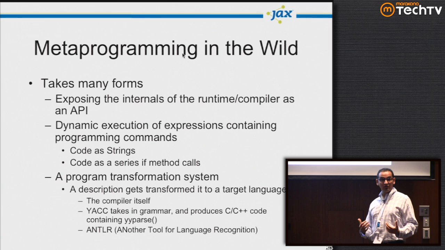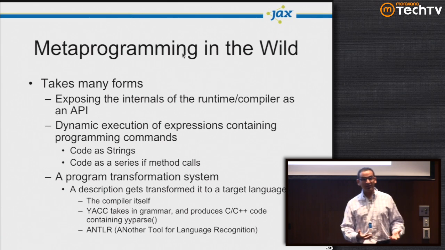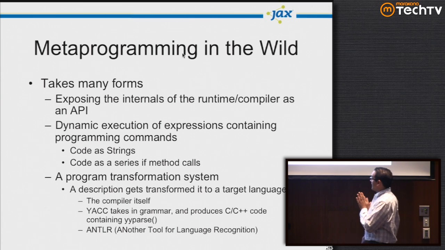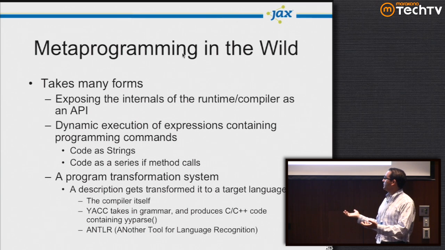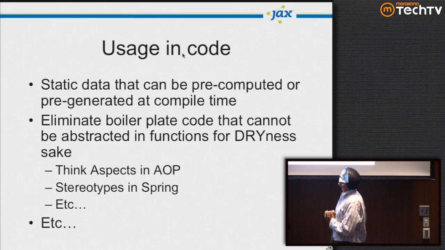You give it the Java source code and it translates it and then compiles it into bytecode, or even binary for other languages that don't have an intermediate language. Yacc takes a grammar and produces C++ or C code containing the yyparse function. And ANTLR, great project, by the way.